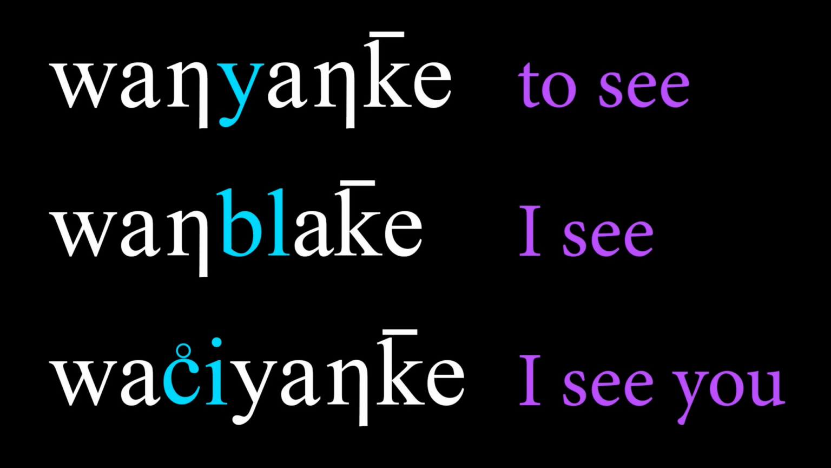This is an example of how it works. Okay? So again, look at the board. You see the word wayonke. Look at that Y. That transforms into a BL, and then you get the word wamblake, which means I see. And then look at how that BL transforms into a CI, a C with a circle over it. And you get the word wachionke, which means I see you. Okay, just study that. This is used a lot.